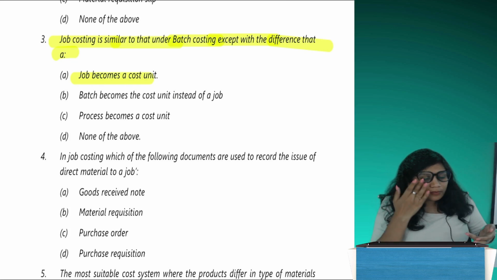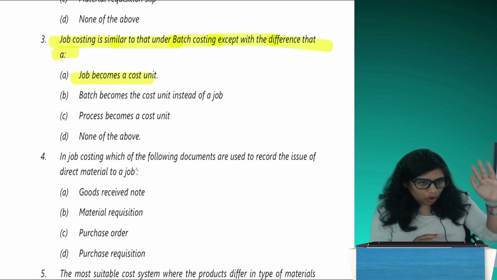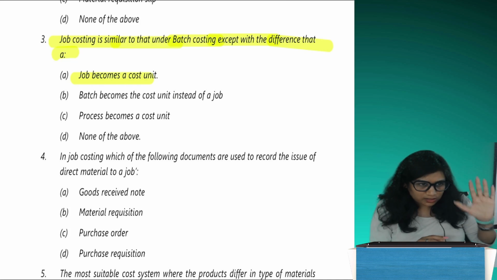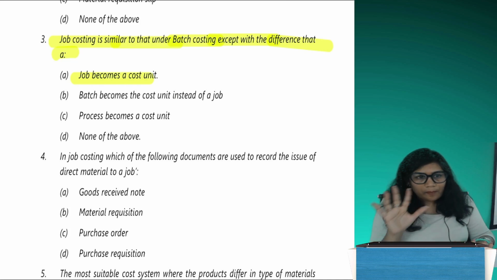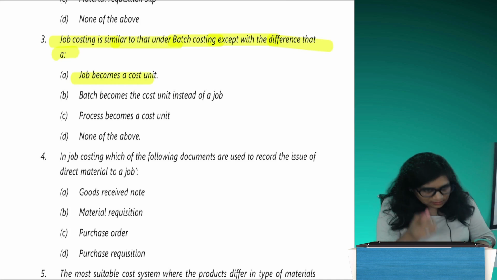I'm expressing the cost of the job, that is the cost of stitching that blouse. The total cost is what is expressed. So it could be that batch becomes a cost unit instead of a job, but for that this should have been different. It should have been that batch costing is similar and then moved on to job costing. But here it is job costing and batch costing.